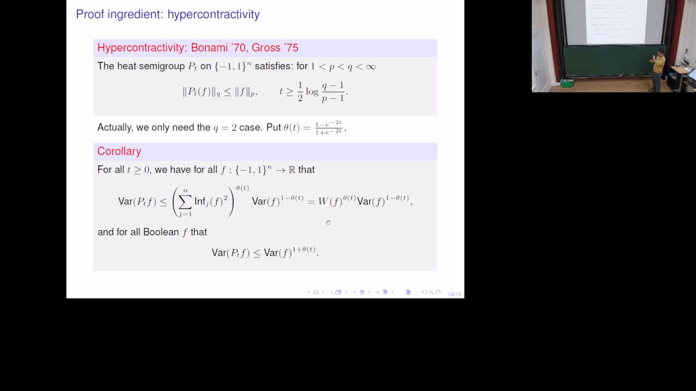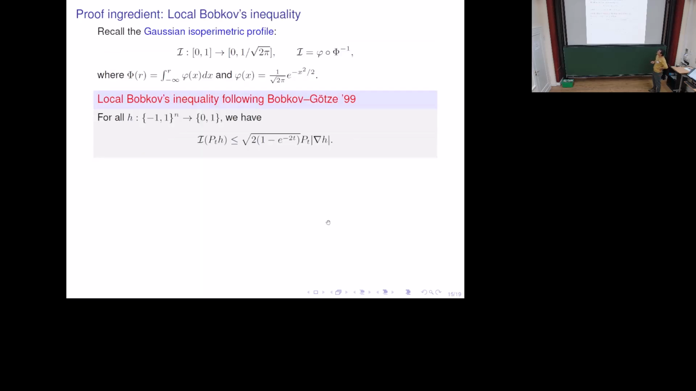Okay, the second ingredient. When I first saw the proof by Bobkov, Madrid, and Ivanisvili, it took me some time to understand. But my understanding is that this inequality is actually better understood in the continuous framework instead of Boolean cubes. So let me recall the Gaussian isoperimetric profile that was already discussed in previous talks.